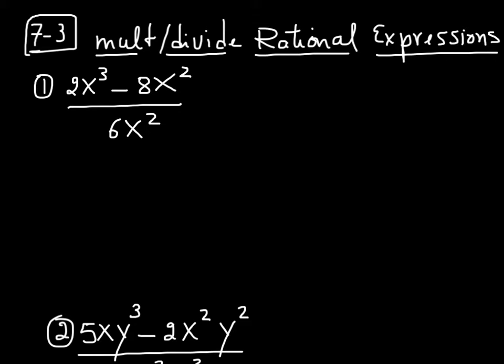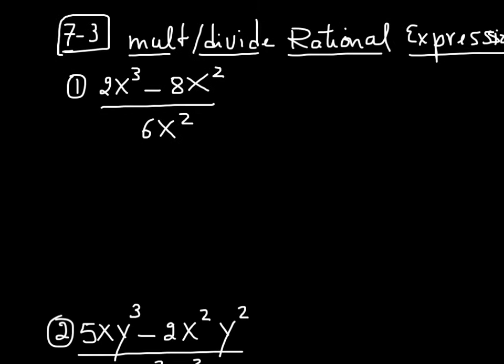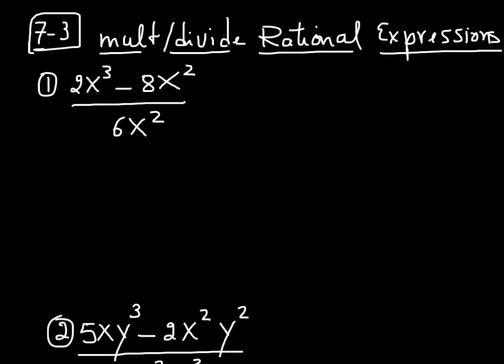7-3, multiply, divide rational expressions. The first one here, we have to factor and reduce because we cannot reduce a term. So in order for us to factor the numerator, we're going to pull out your GCF. The GCF here is 2x squared. And so 2x squared factored out, you have x minus 4 goes in.